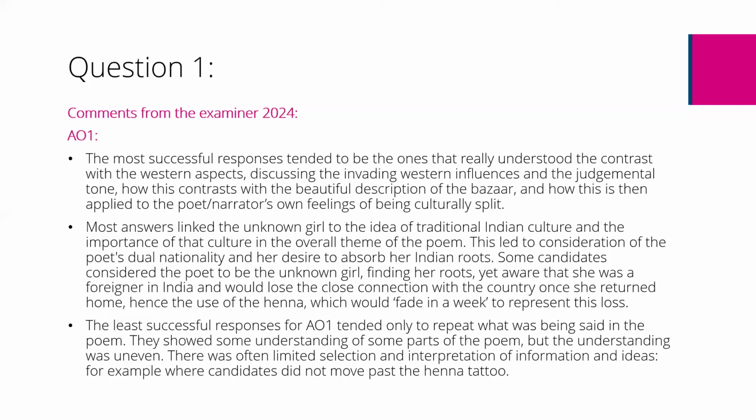So we've got some comments here on AO1 from the principal examiner. The most successful responses tended to be the ones that really understood the contrast with the Western aspects, discussing the invading Western influences, the judgmental tone, how this contrasts with the beautiful description of the bazaar, and how this links to the poet's own feelings. Most answers link the unknown girl to the idea of traditional Indian culture and the importance of the culture and the overall theme of the poem. Of course, many of them enjoyed the comments about the hennaing and so on.